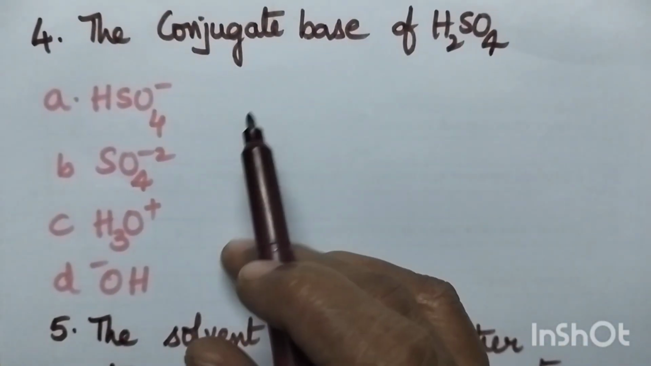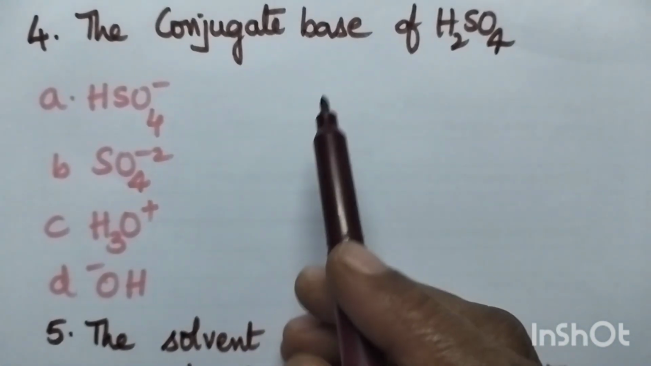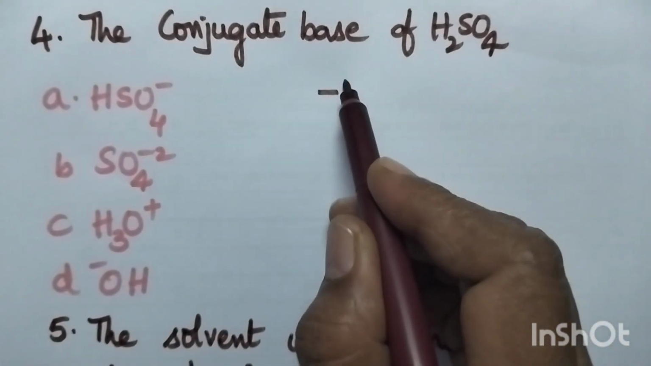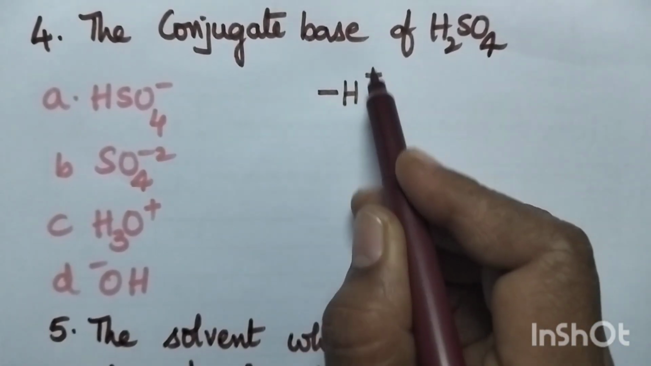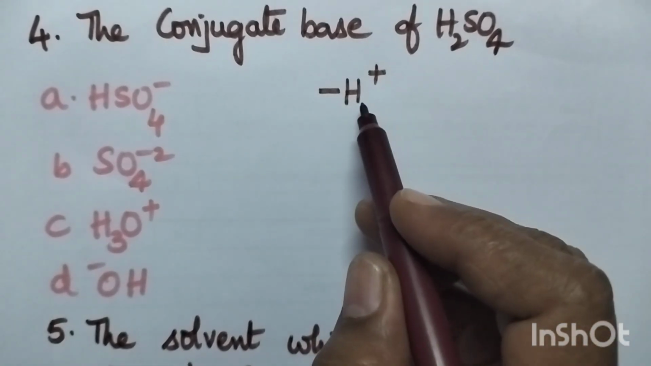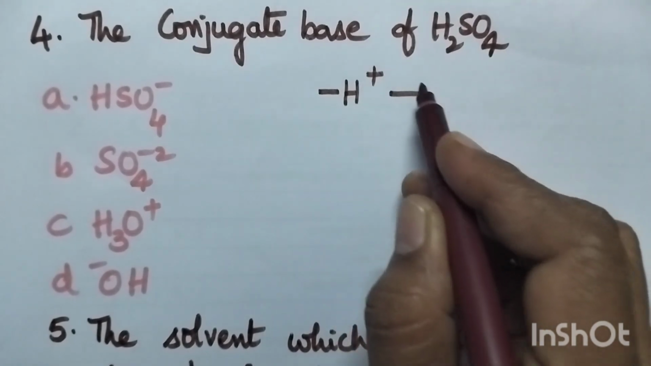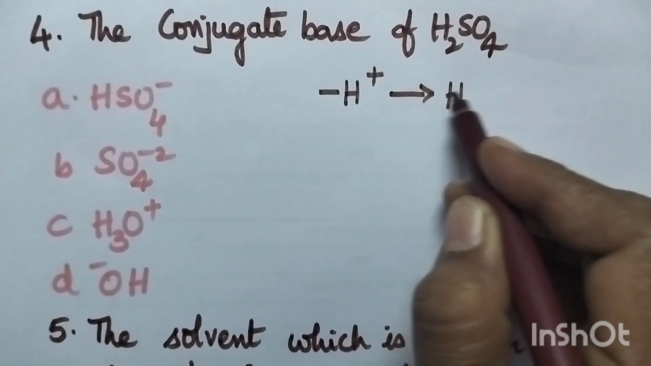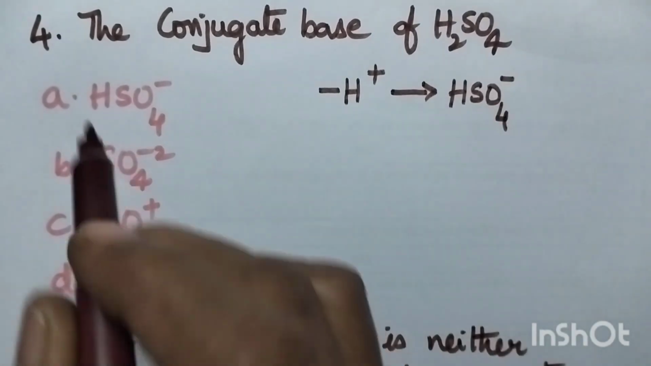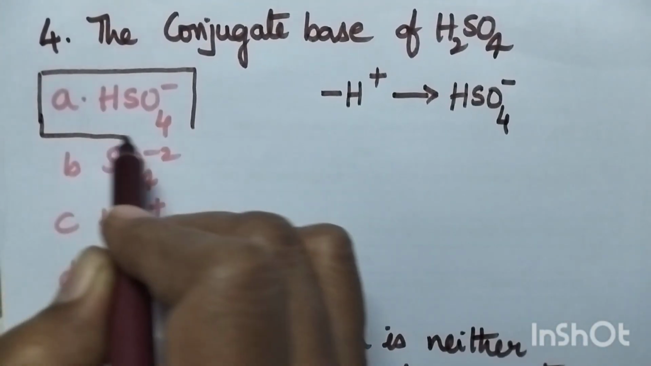Coming to question number 4, the conjugate base of sulfuric acid. Now tell me how to calculate conjugate base. You just remove a proton. You just pause the video and try to answer the question. So whenever a proton is removed from sulfuric acid, then it becomes HSO4 minus. Hence, option A is the right answer.